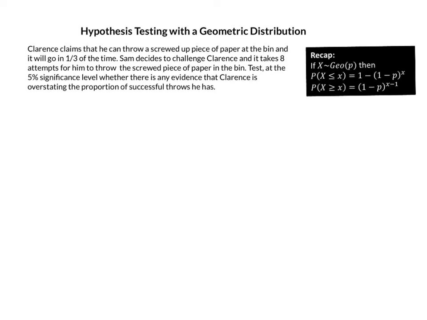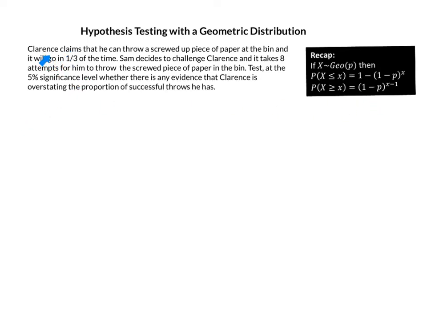Just a little reminder of the geometric distribution. We've already covered it. There you go. Those are the key cumulative probabilities that we need. Let's look at this example.